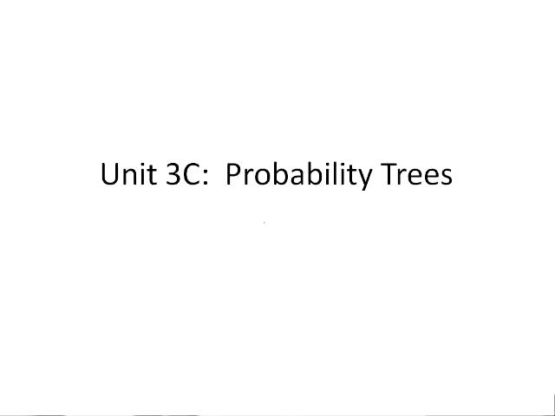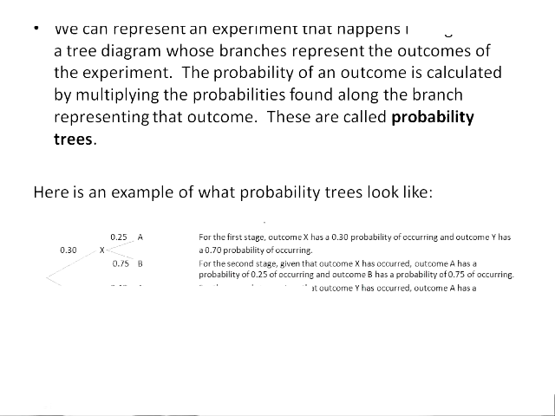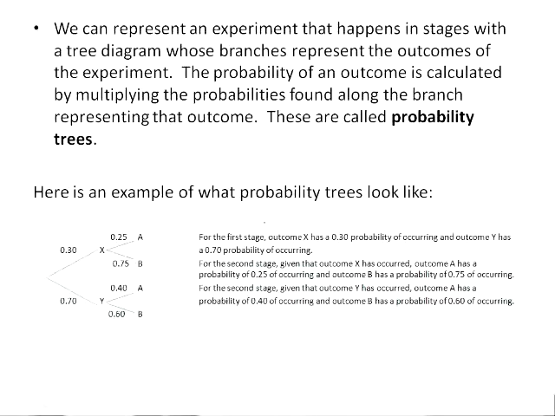The topic of this video is from Unit 3C on probability trees. We can represent an experiment that happens in stages with a tree diagram whose branches represent the outcomes of the experiment. The probability of an outcome is calculated by multiplying the probabilities found along the branches representing that outcome. These are called probability trees. Now, here is one example of what a probability tree looks like.